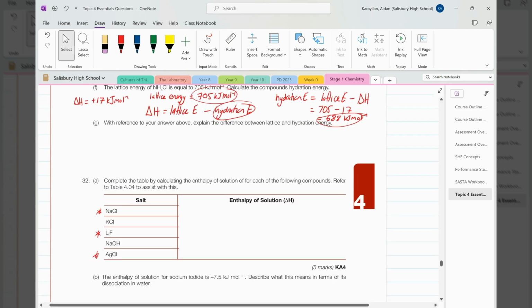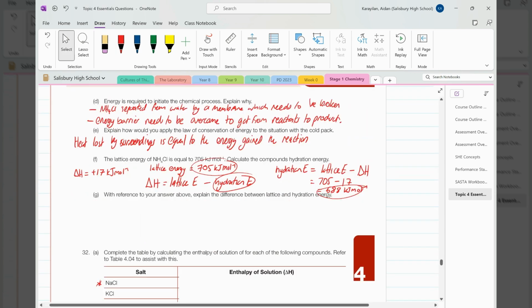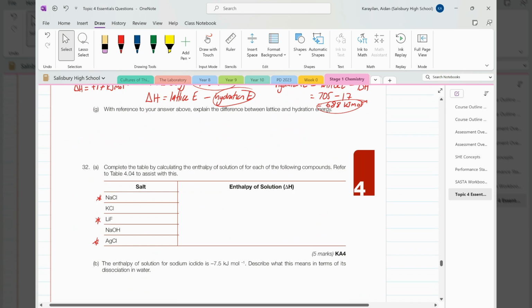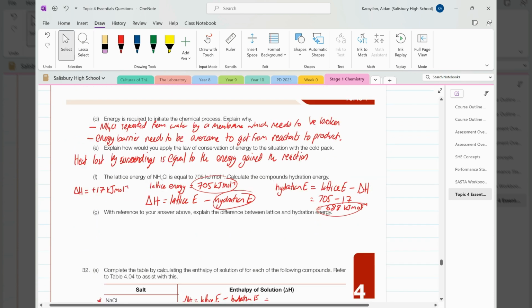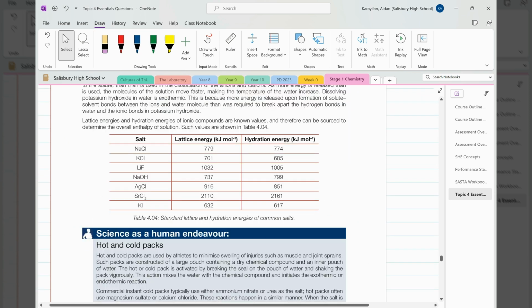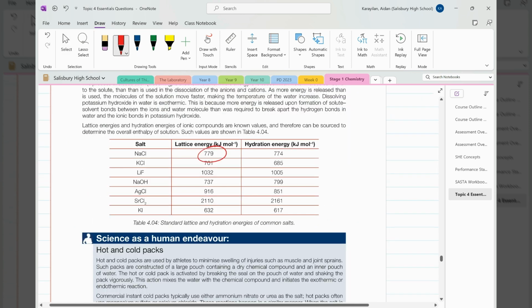So for each of these, you need to remember that the delta H, the enthalpy of solution, is the lattice energy minus the hydration. I'm rushing, as you can see by my handwriting. So we need to look up those two numbers for sodium chloride. If we go up here, sodium chloride, we have 779 and 774.